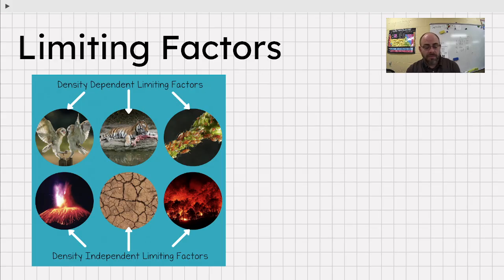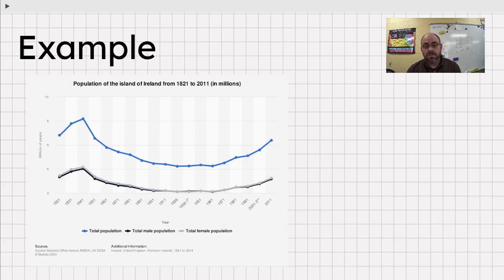Density independent factors are going to be things like natural disasters. These affect populations regardless of their size, right? A volcano or a forest fire or drought or any other natural disaster that you can think of is going to affect a population regardless of its size, whereas disease, any sort of density-dependent factor is going to affect that population more if that population is larger and if they're more dense.